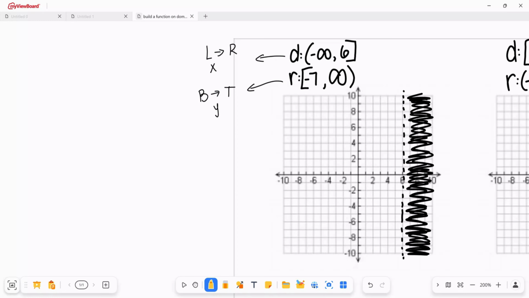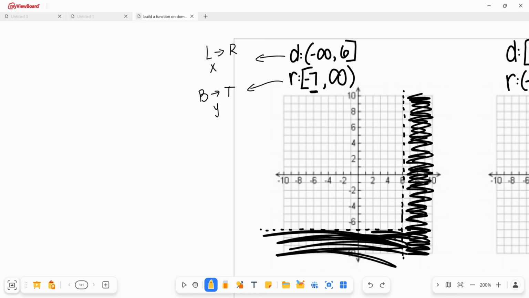Now we're going to go for my range. Well, my range is bottom to top. So what this is telling me is that my lowest y value can be -7. Well, -7 is right there, meaning that's the lowest. That is the bare bones minimum. I don't want the highlighter. We're going to then scribble out everything on the bottom here.